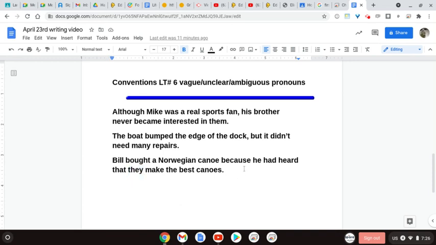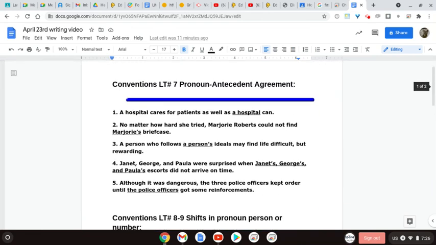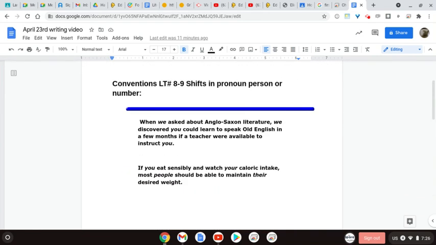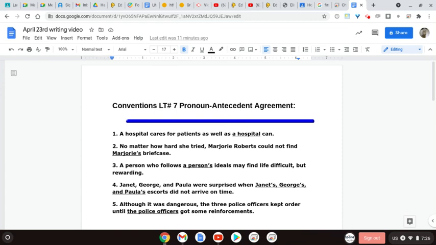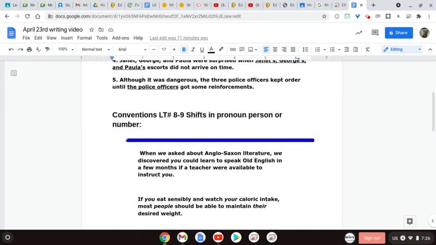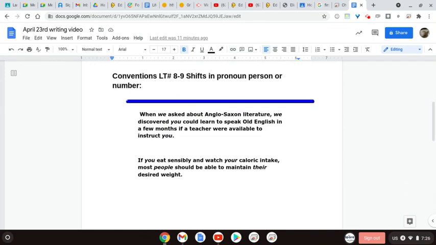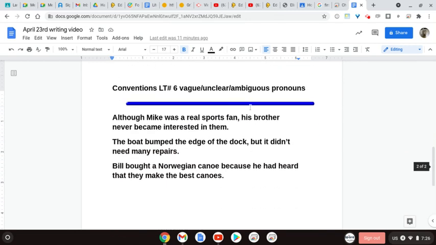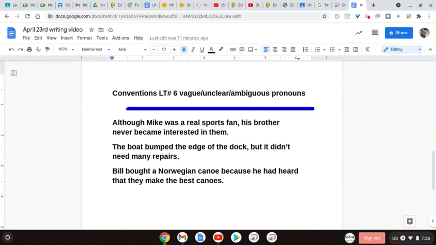So that is all the pronoun rules you're possibly going to come across in issues and mistakes in your own writing. So make sure you're watching. Make sure that your pronouns agree with their antecedent. Make sure that your pronouns are not accidentally shifting between points of view, singular to singular, plural to plural. And make sure that you're not using any vague, unclear, or ambiguous pronouns. Make sure every pronoun points back to the proper noun antecedent that it's referring to. Go ahead and get working in your writing.